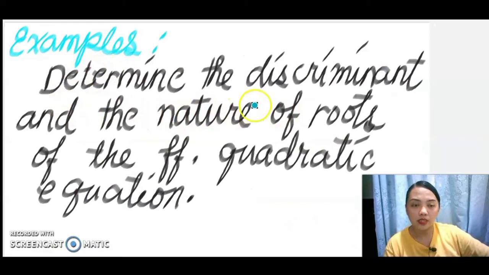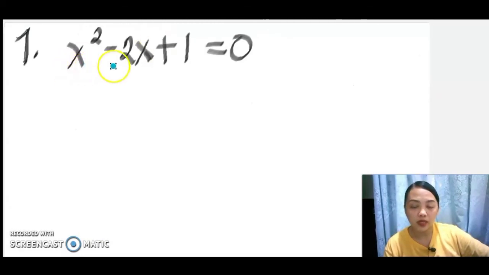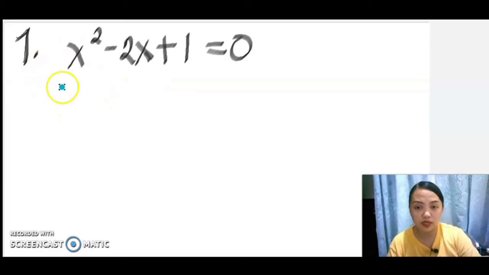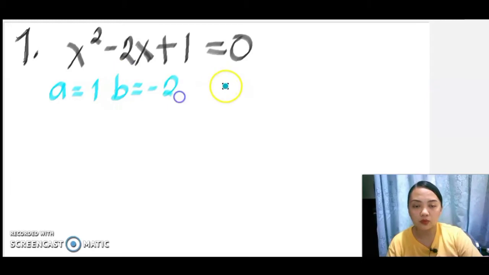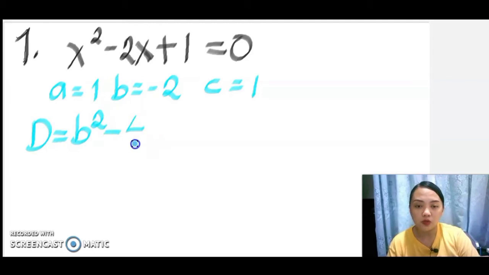So, we are going to determine the discriminant and the nature of roots of the following quadratic equation. Number 1, x squared minus 2x plus 1 equals 0. Okay, so since naka-standard form na siya, so we can easily determine the values of a. So, what is the value of a? Okay, 1. B is negative 2. And c is positive 1. So, by using the formula for the discriminant, we have d is equal to b squared minus 4ac.